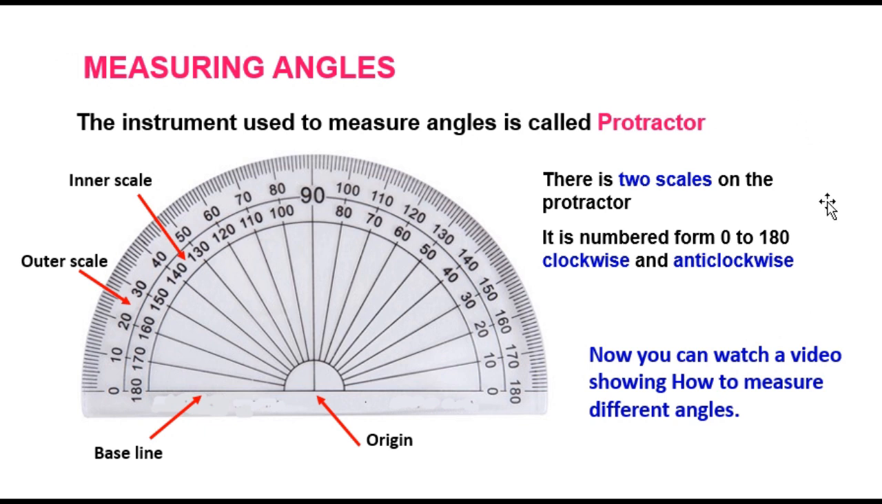For measuring angles, we have to use protractors. You can see the protractor. The protractor has two scales, with clockwise and anti-clockwise on both sides. From left to right is clockwise, and from right to left is anti-clockwise. You can see two scales, an inner scale and an outer scale, each starting from 0 to 180. You can see the video on how to measure different angles.